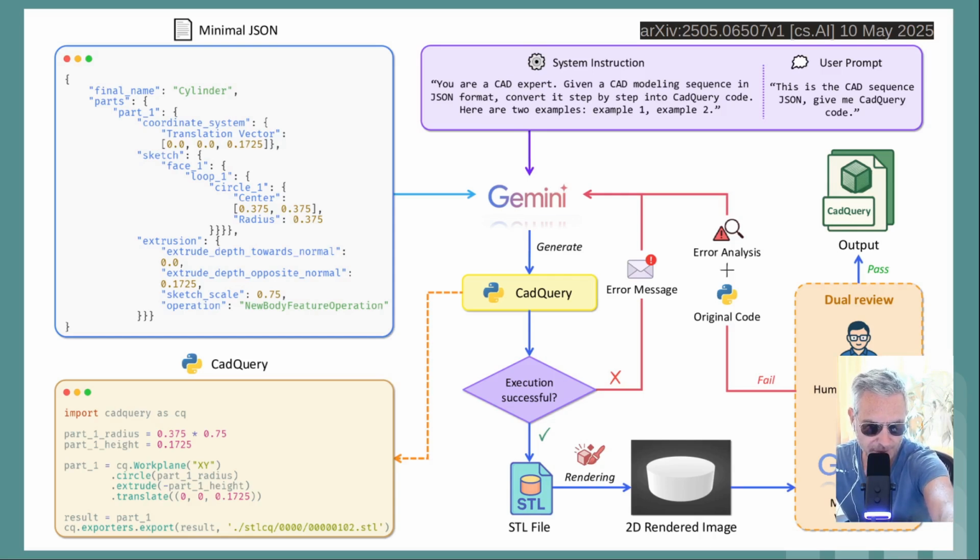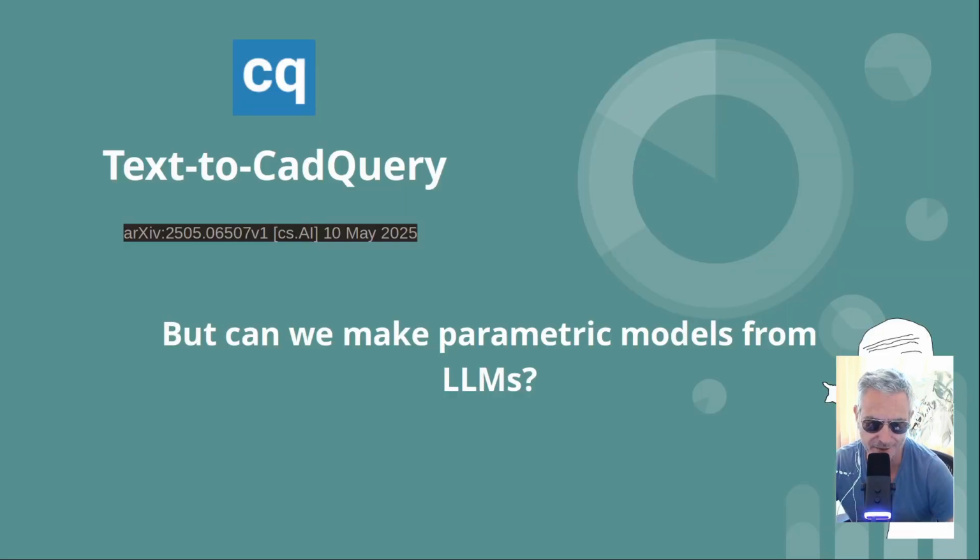If CAD query fails, you pass the error message back to the large language model, and then it checks the error, and then it plans, and then it writes some new code. So yeah, the human, I think, is still quite important here for the time being.